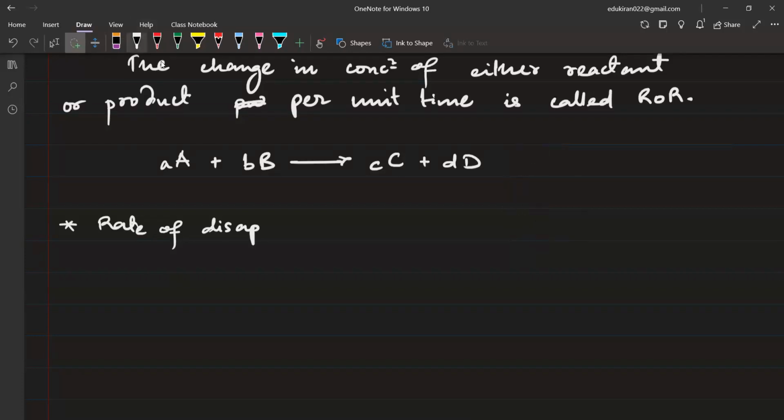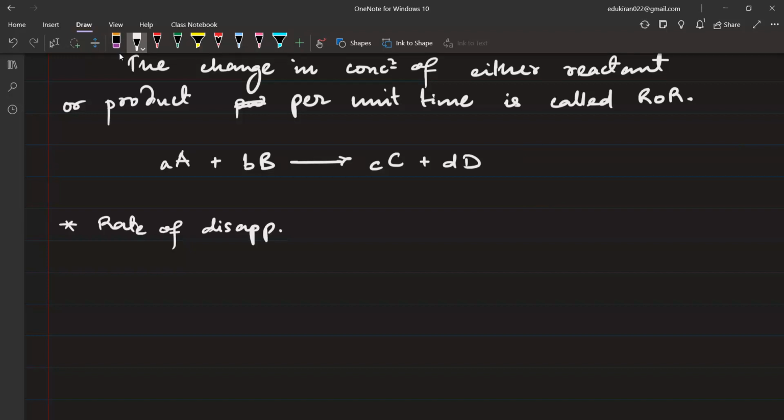This is a generalized way of writing a reaction, and here lowercase a is the coefficient, and uppercase A is the reactant. Lowercase b is the coefficient, uppercase B is the reactant, lowercase c is the coefficient, uppercase C is the reactant, lowercase d is the coefficient, and uppercase D is the reactant. So all the lowercase a, b, c, d will be numbers, and uppercase A, B, C, D will be chemical species.